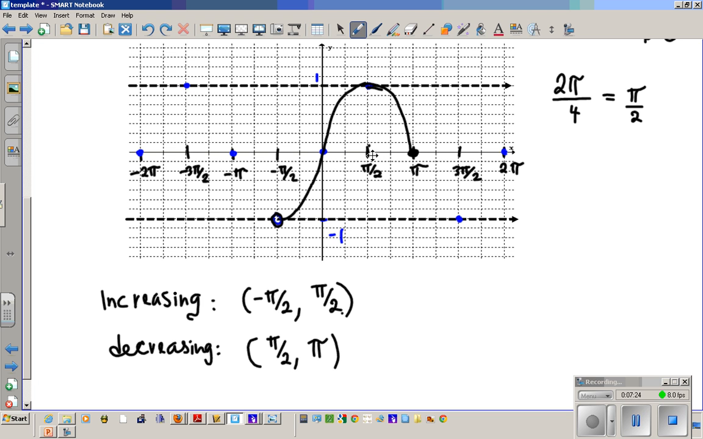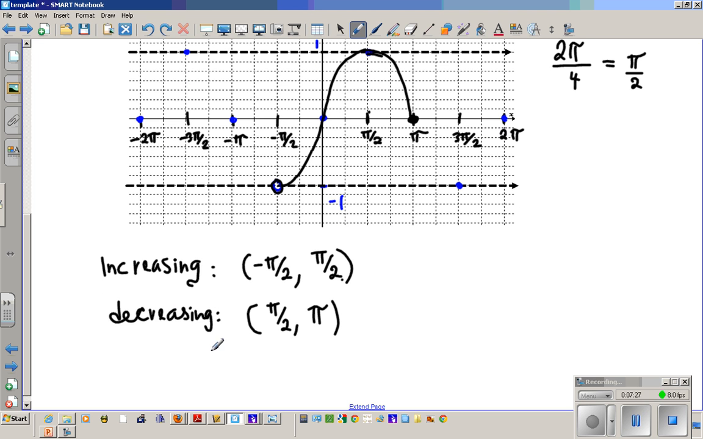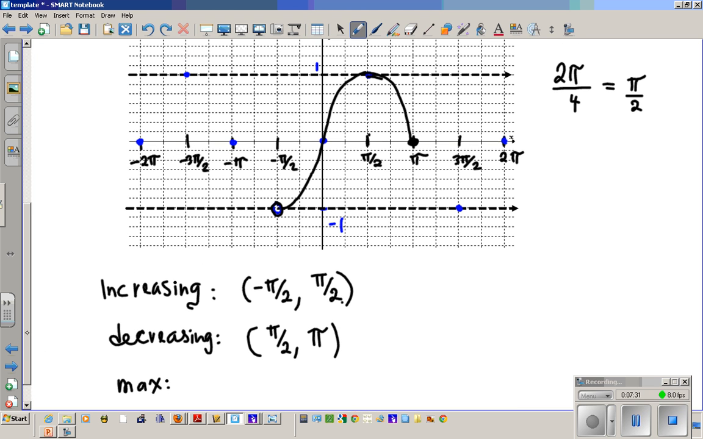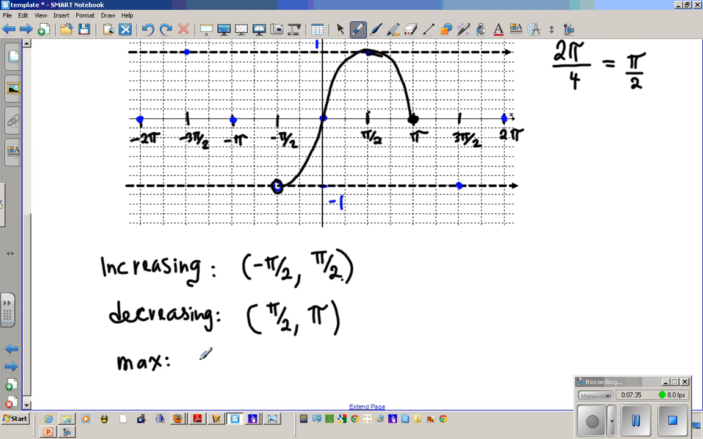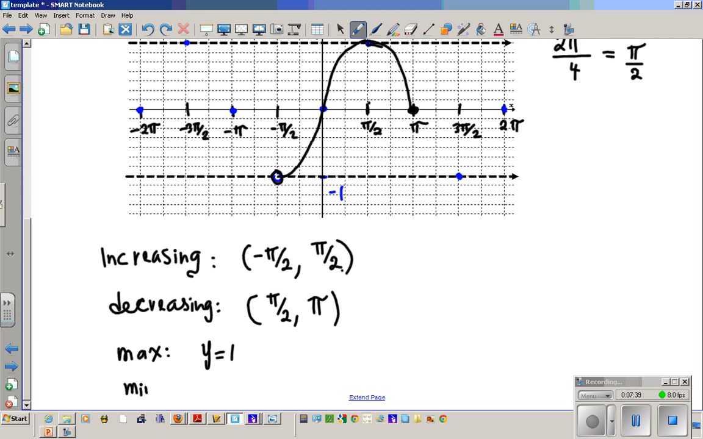Alright, so where's the maximum? The maximum is the highest point. The maximum here is the highest point, which is 1. So the maximum is y equals 1. The minimum is the lowest point. How low does it go? It gets really low, close to negative 1, but it never touches it, so it's none. Anytime your lowest point is an open circle, then you do not have a lowest point. So there you have it.